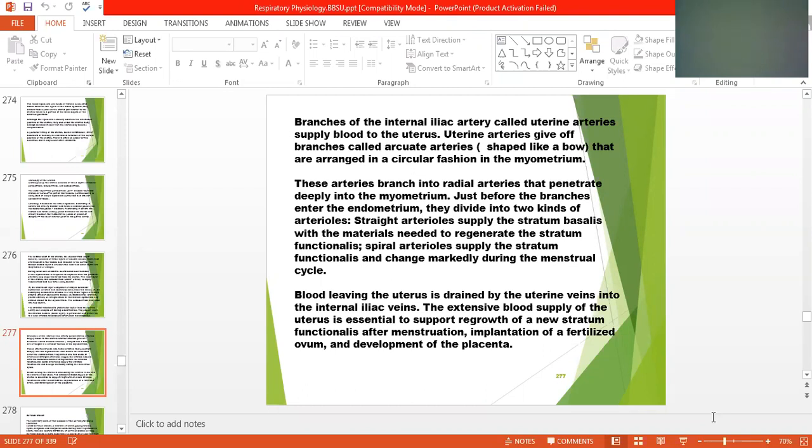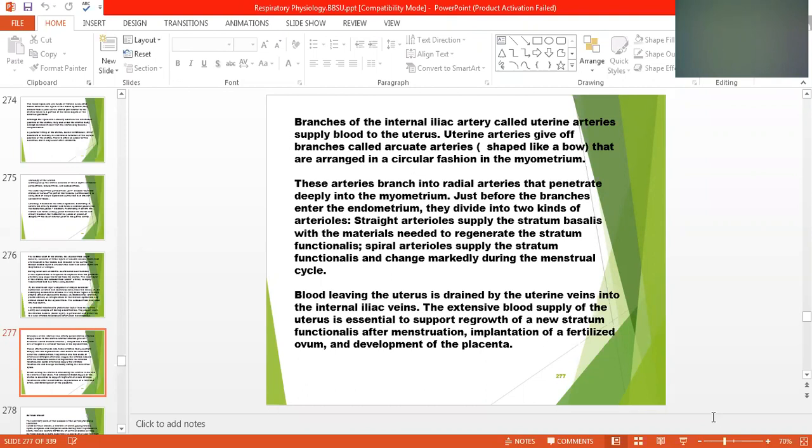Today we are going to discuss the blood supply of the female genital organ, that is, the uterus. Branches of the internal iliac artery called the uterine arteries supply blood to the uterus.